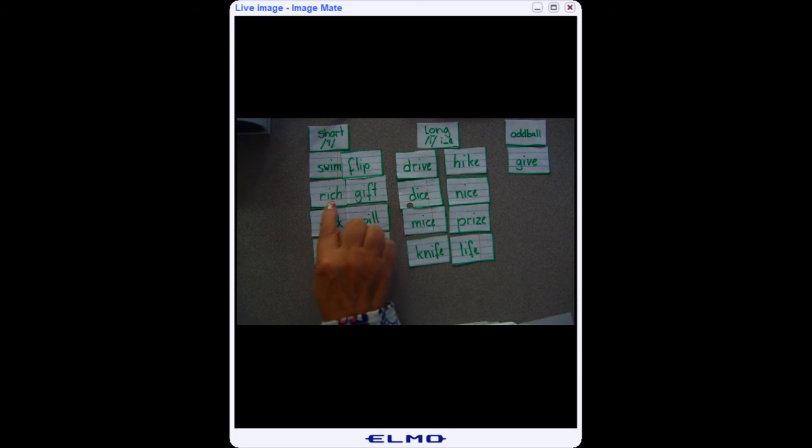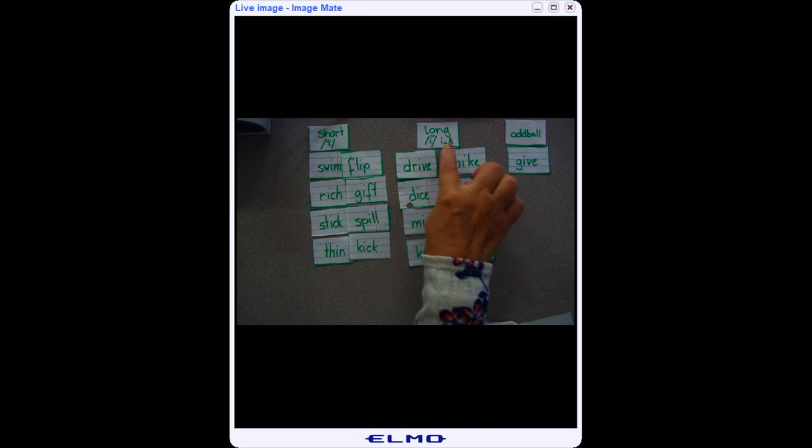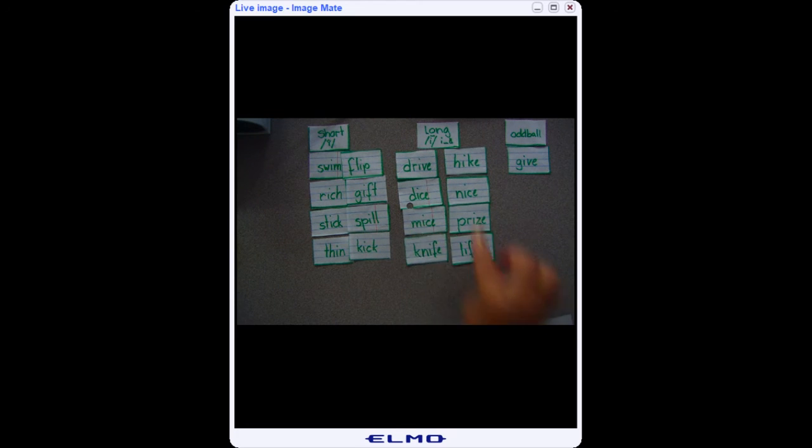Swim, rich, stick, thin, flip, gift, spill, kick. My long I, remember that I says its name, and it has a silent E on the end. Some people say that that silent E gives all its voice to the I. Drive, dice, mice, knife, hike, nice, prize, life.